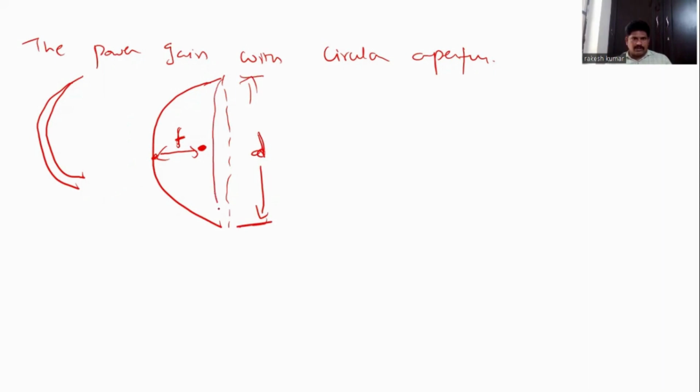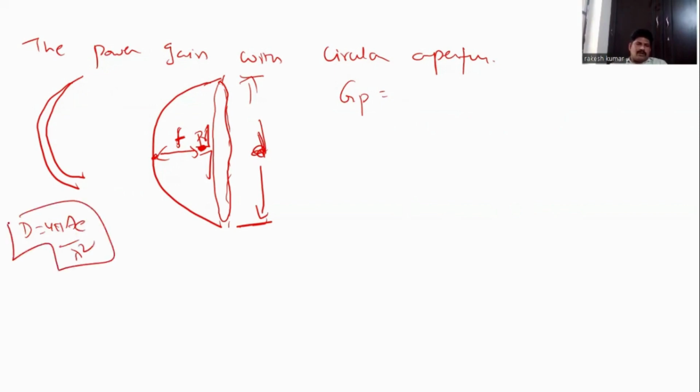If you draw the parabolic aperture like this, the D is the open end, the diameter of the circular aperture. For the power gain, I am considering the primary source as a dipole antenna. For a half wave dipole, GP is equal to 4 pi A E by lambda square, which we have already derived.